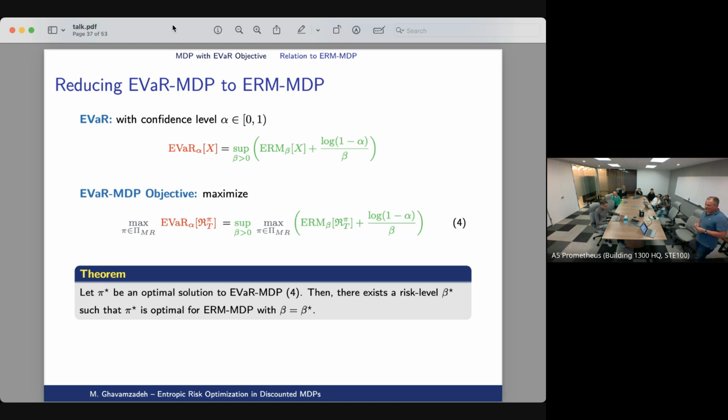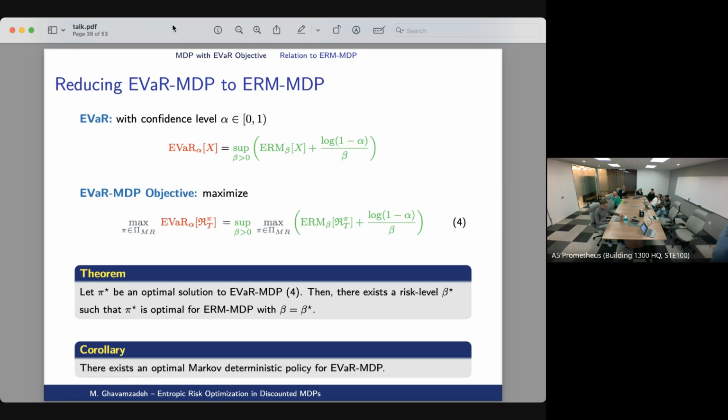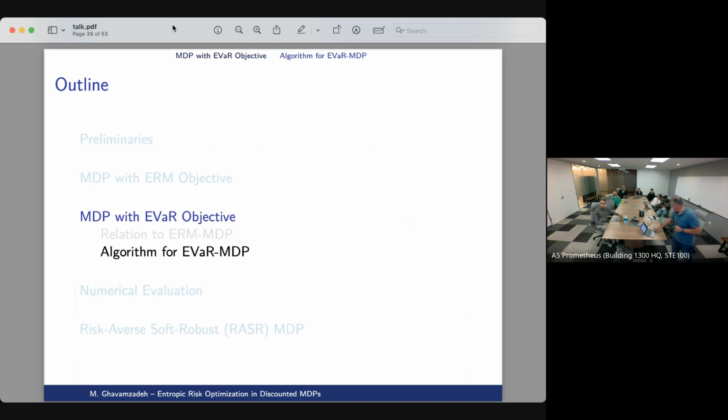Okay. So the first thing that this tells me is where the optimal policy is. The optimal policy of ERM was Markovian deterministic. So this immediately tells me that there exists an optimal Markov deterministic policy for EVAR as well. So this tells me where the optimal policy of the EVAR MDP is. So this is good, it's good news. We don't need history. We don't need anything. A deterministic Markovian policy handles the EVAR. Okay? So now let's see how we can come up with an algorithm.